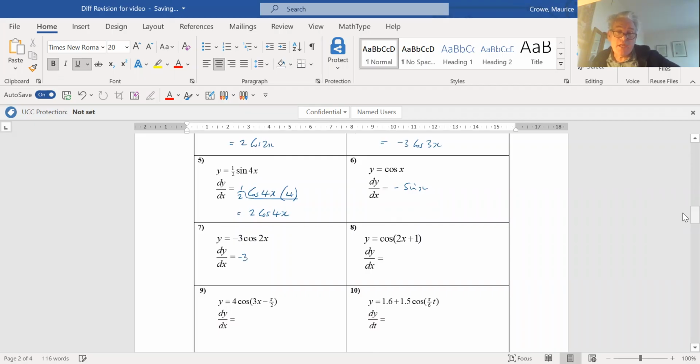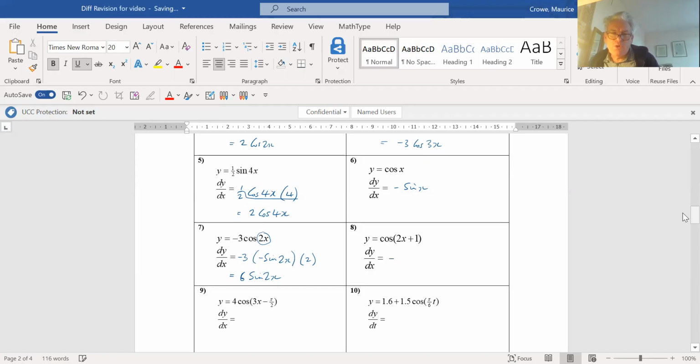Now, cos of 2x goes to minus sine 2x multiplied by the 2. Don't forget, that is a function within a function. It's not x anymore, it's 2x. So got to multiply by the derivative of 2x. And that is minus, that's 2 there. So then what's all that going to give us? There's 2 minuses there. That's giving us 6 sine 2x.